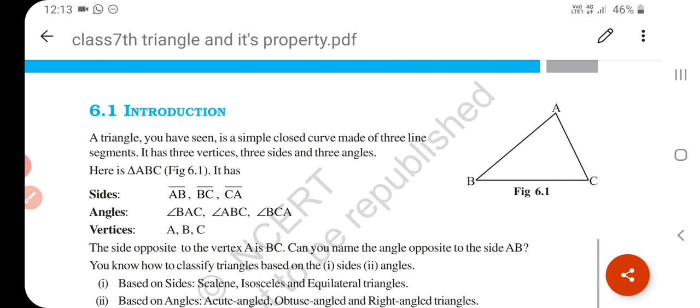Okay, understand? Based on sides, we have divided triangles into three parts, that is isosceles, scalene and equilateral triangles. Okay, understand? Based on their angles, they are also divided into three parts, that is acute angle triangle, obtuse angle triangle and right angle triangle.